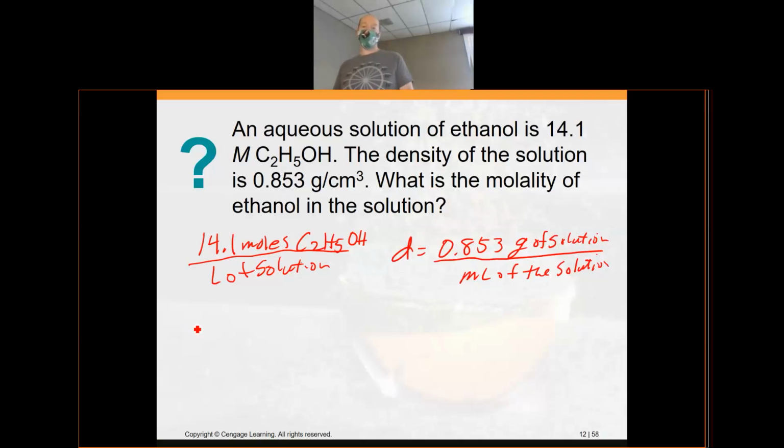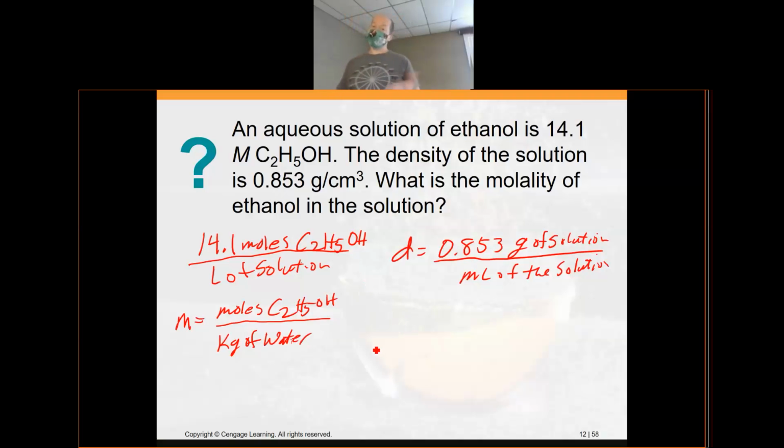Now we are asked for the molality. So what we're looking for is little m, which we need to find moles of our solute, which is C2H5OH. We already have that number. It is 14.1. What we need to find is the kilograms of water. All right, so you have an aqueous solution.